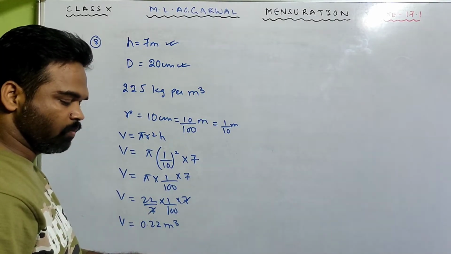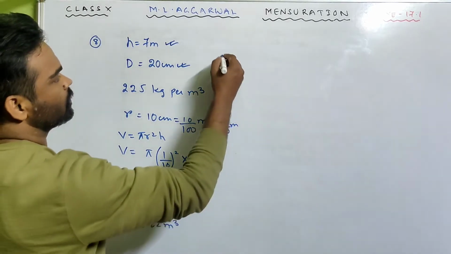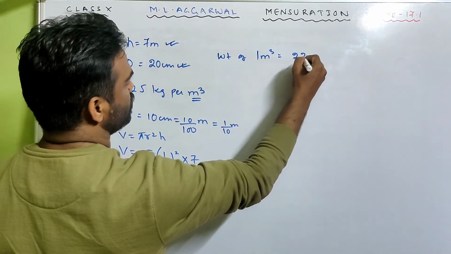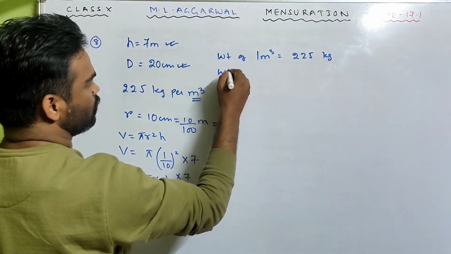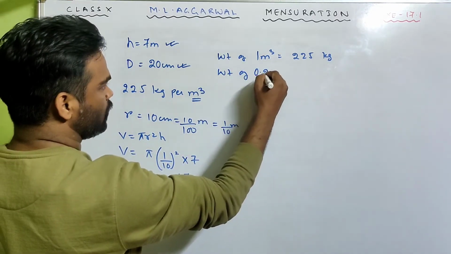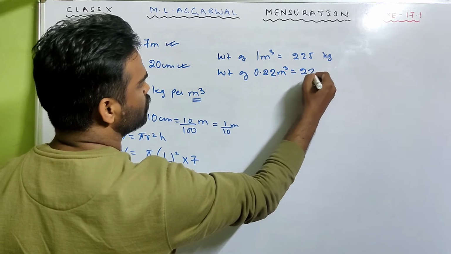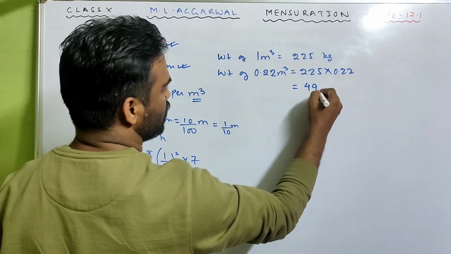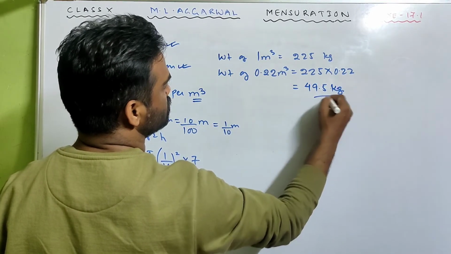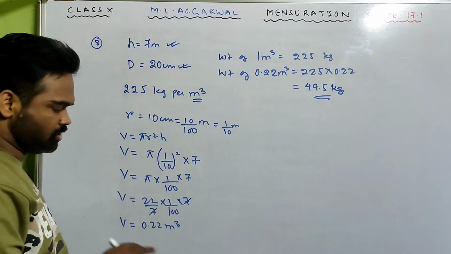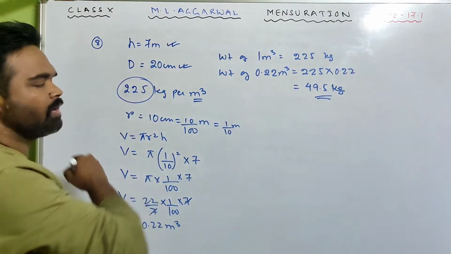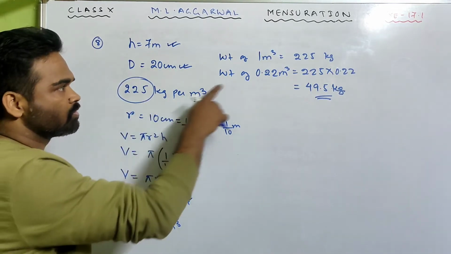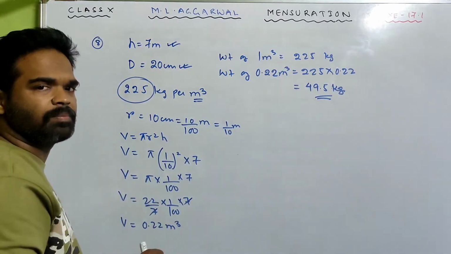Find its weight if the wood weighs 225 kg per meter cube. Weight of 1 meter cube is 225 kg. So weight of 0.22 meter cube, you multiply 225 into 0.22, which will be 49.5 kg. Done? Pretty easy. Just find the volume, multiply by this, you'll get the answer, because 1 meter cube weighs this much. So 0.22 meter cube weighs how much? You just multiply.